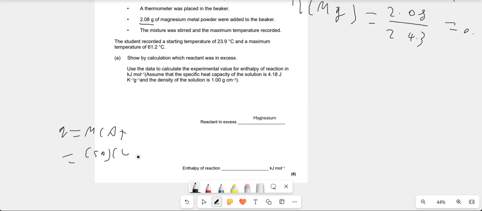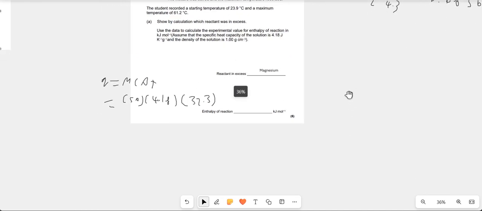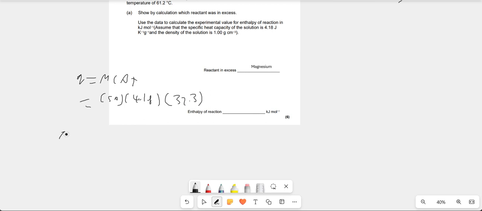4.18, because it tells us the heat capacity of the solution. And then the temperature change is 37.3, which you can find from just doing that minus that. Alright, calm. So that's the temperature change, and that gives you Q. Q is going to be equal to 7795.7 joules.